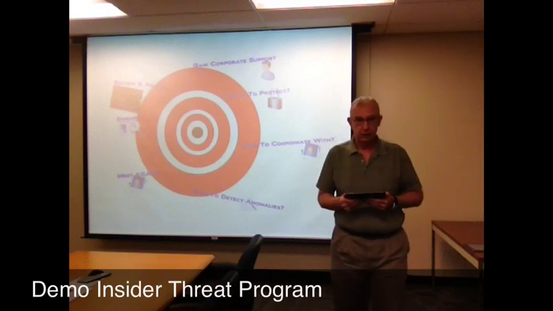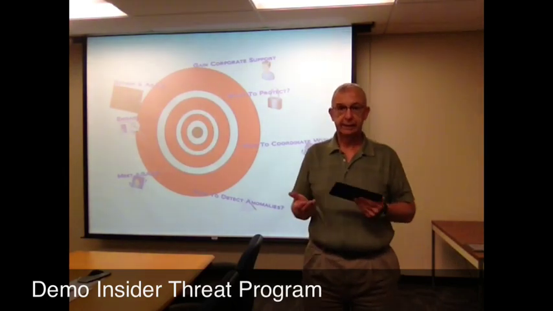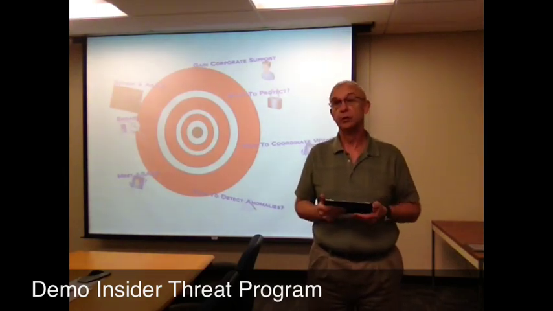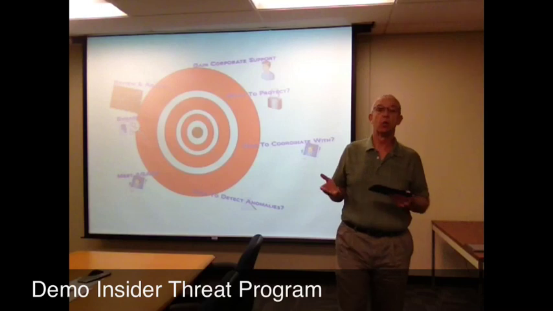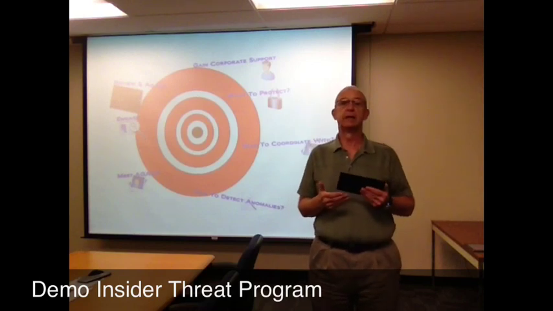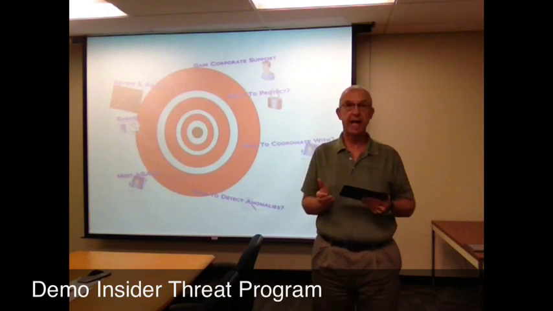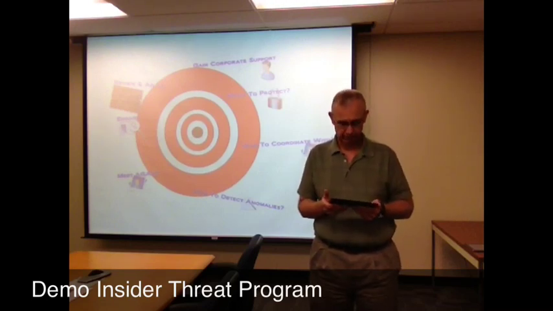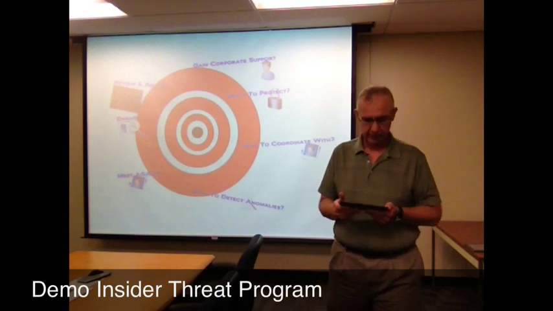So your first step is to gain corporate support for your program. Without corporate support, you're not going to get anywhere. Second step is to decide on what you're going to protect in your program. The third step is deciding who you need to coordinate with in order to establish and maintain this program. Once you've decided what you're going to protect, you're going to have to decide on how you're going to detect the people, places, and things that you've decided to protect, and how you'll detect the fact that they're being tampered with or stolen.